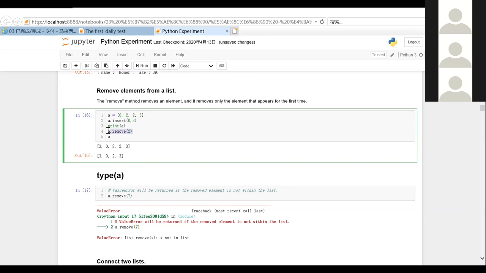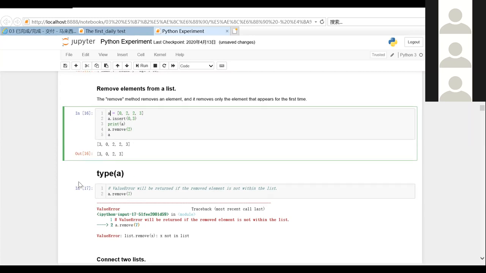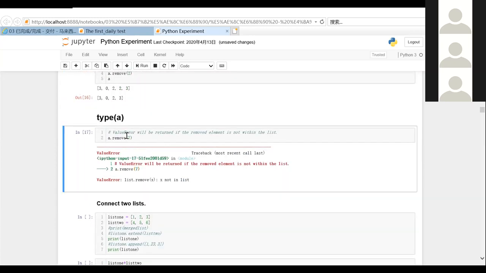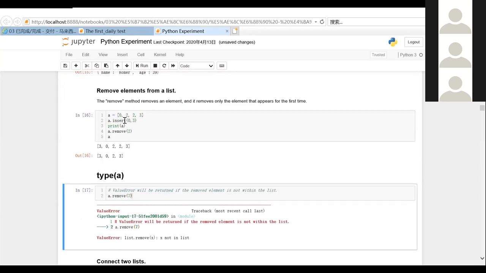If you are new to Python, you can try these commands, you can try this code by yourself on your own computer, and we can print and we can remove elements from a list. So we can use remove 2. So the first 2 will be removed from the list A. And if we use remove 7, you will get a value error because there's no 7 in list A.